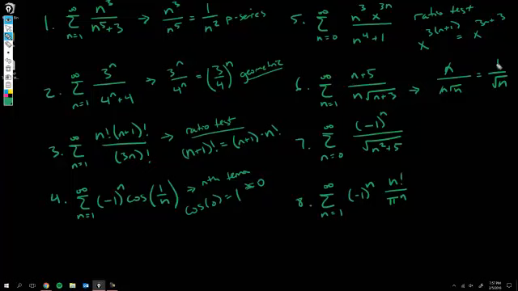This is a good candidate to compare to, right? So I can compare to 1 over the square root of n, which I know diverges because it's a p-series where p is 1/2, which is less than 1. Okay, so this is a good candidate for the comparison test.